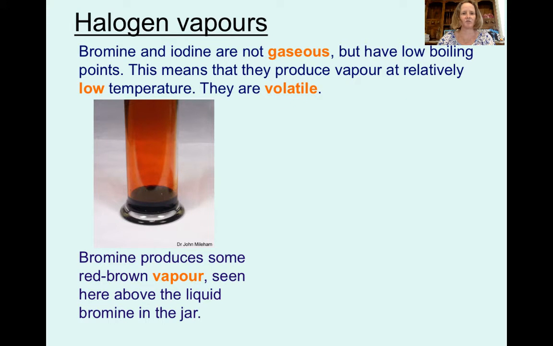The halogens form vapours. Bromine and iodine are not gases: bromine is a liquid and iodine is a solid, but their boiling points are very low. This means that they produce vapour or gas at relatively low temperature. In other words, they are volatile. Bromine, which we've just seen was a reddy brown liquid, also produces a reddy brown gas. And here you can see it in the gas jar just above the liquid layer.